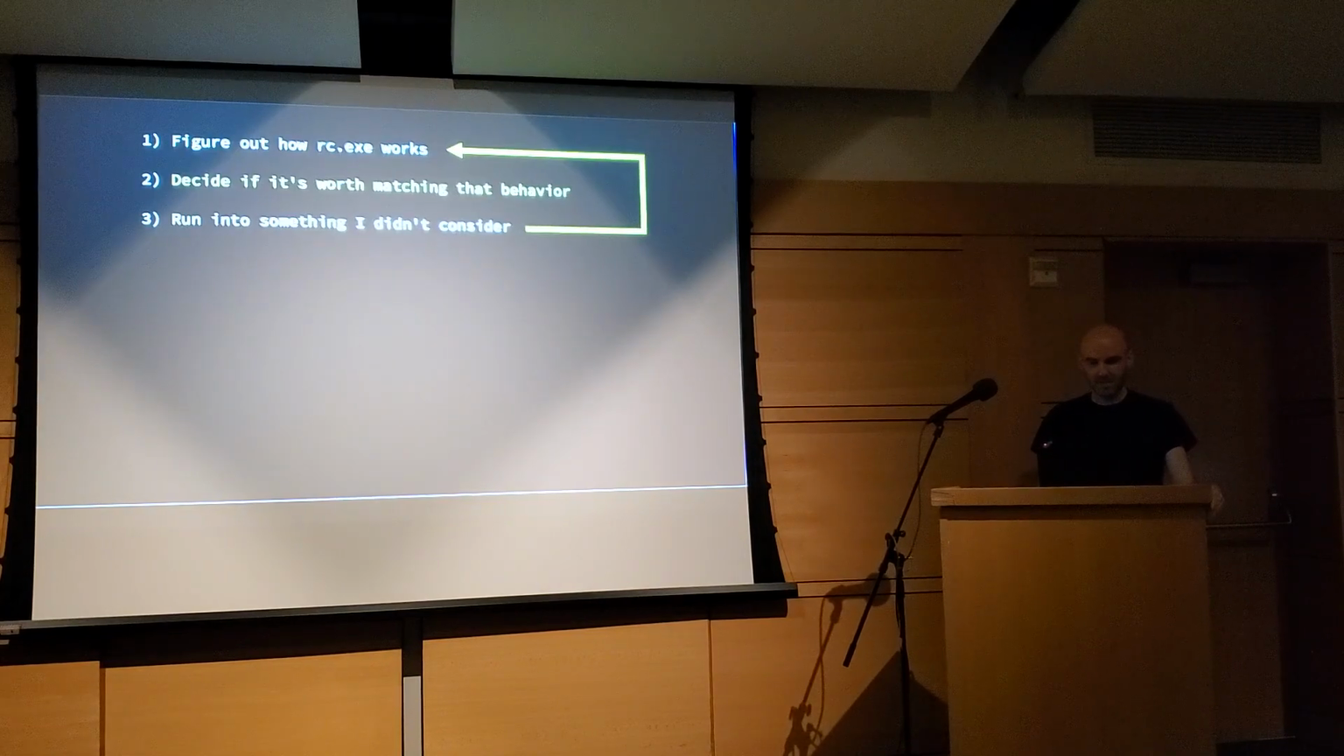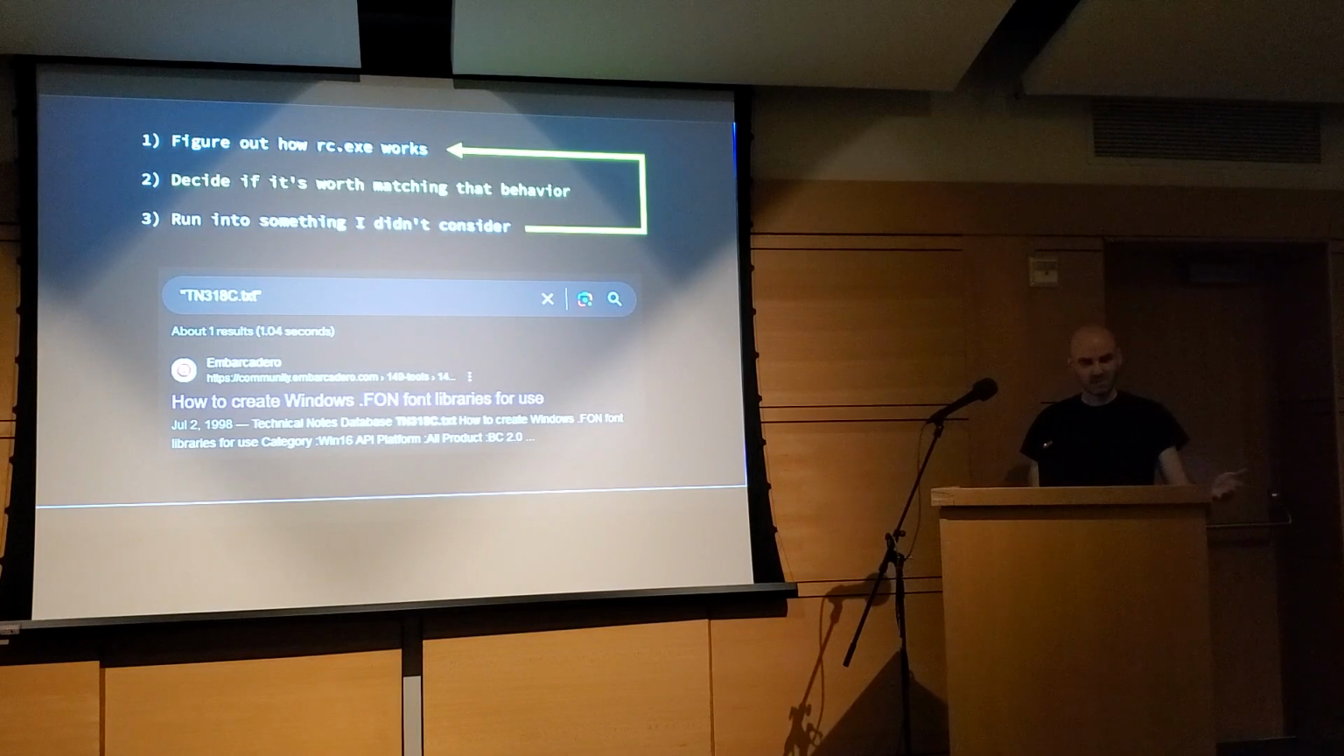And to get back to this loop, you never really exit this loop. You can always run into something that you didn't consider, and then you just have to restart the loop all over again. And to give you an idea of how deep some of these rabbit holes have gotten, at one point while investigating the font resource, I did a Google search that returned exactly one result. It was for a technical note about the 16-bit version of the resource compiler from the late 80s, early 90s, which apparently only exists in one place in the Google index.